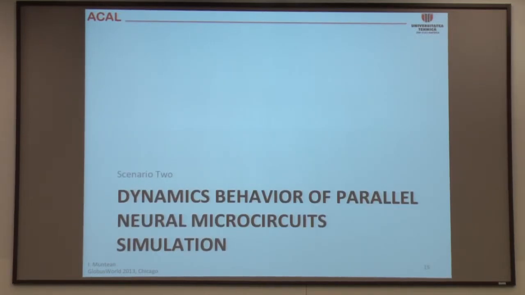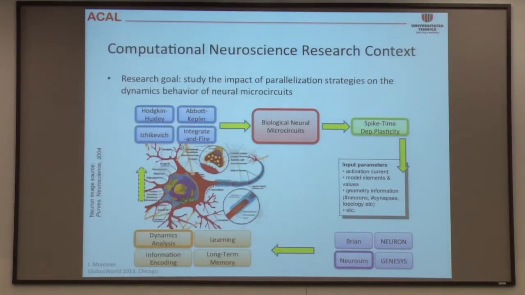All right, so let's move on to the second scenario. It was about the dynamics behavior of parallel neural microcircuits simulation environments, which is from the area of computational neuroscience. Computational neuroscience is mainly about understanding how the human brain works. For instance, how the learning works, how the long-term memory works, how information is being encoded and decoded, and so on. But also how the internal structure of our brain works.